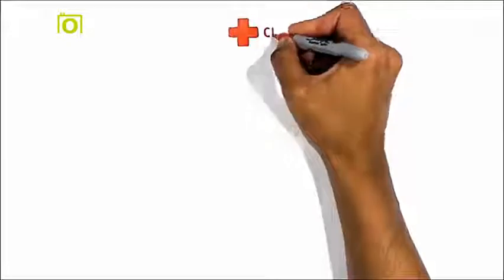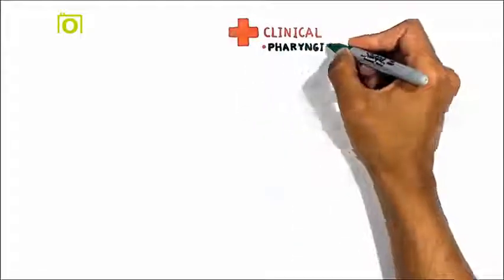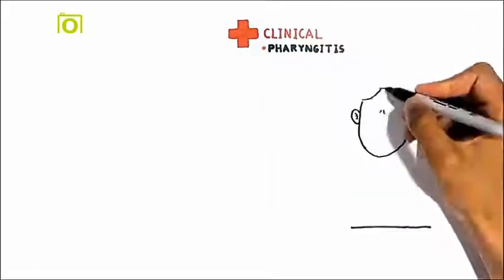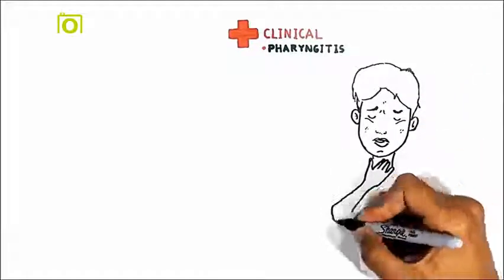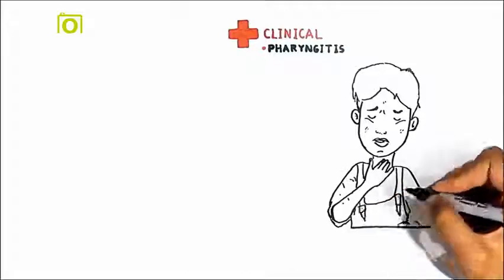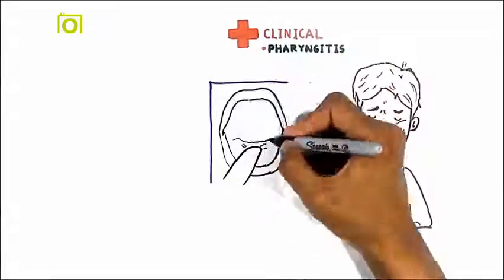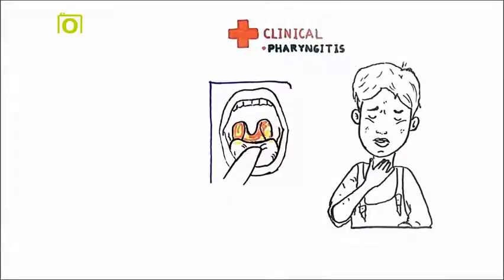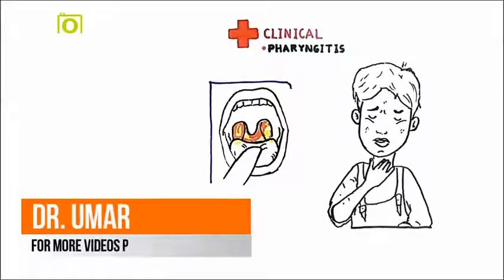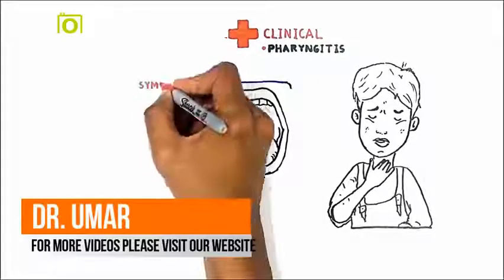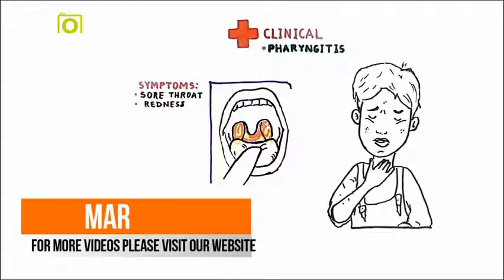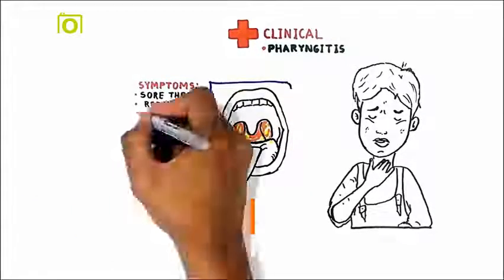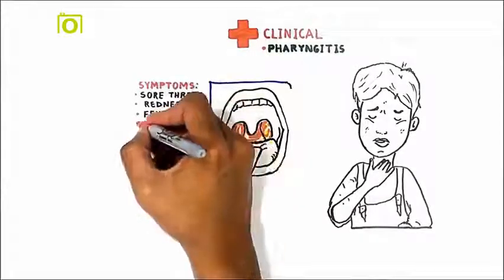Another common disease of the pharynx, pharyngitis, is an inflammation of the pharyngeal mucosa. This disease is usually a disorder of children. On examination of the throat, a pronounced redness of the mucous membrane of the pharynx can be seen. The main symptoms are a sore throat and a redness of the pharyngeal walls. Other symptoms may include fever and maybe a cough.